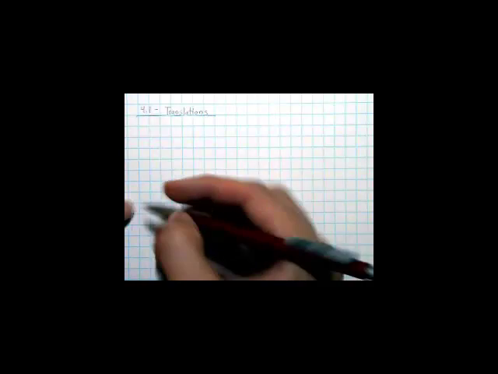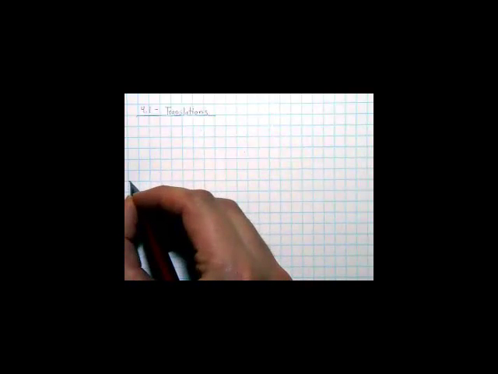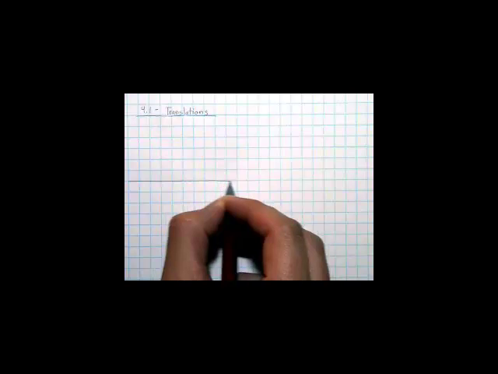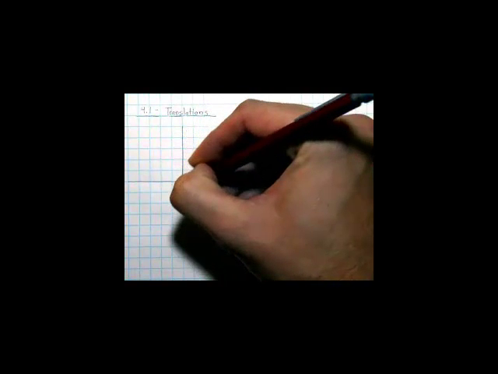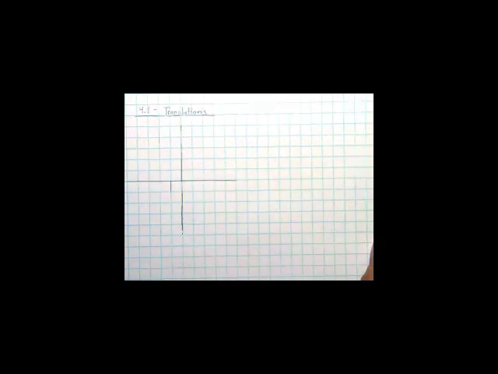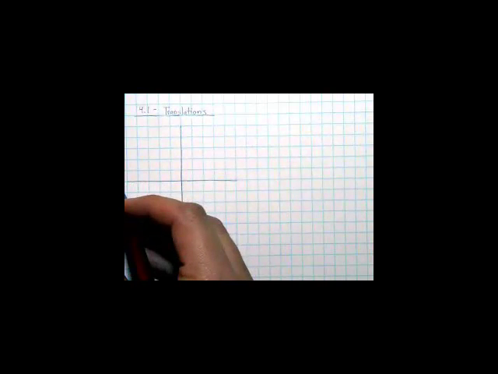So, when we talk about transformations in general, you start with some sort of pre-image, and then you do something to it to produce an image. Okay? And we're going to do all this stuff on the coordinate plane, so we can identify where things are at and use that to help us here.